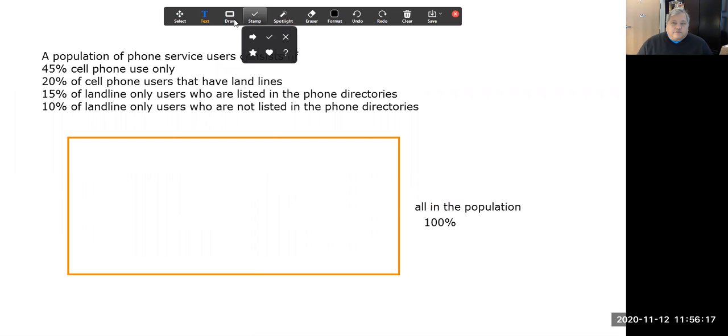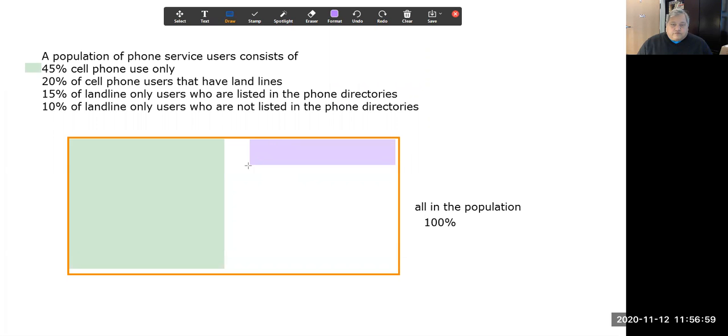Now, of all those people, 45% of them, so that's almost half. So I'm first going to shade this in half and then back up a little bit. And I'm going to then say 45% are cell phone users only. So that's the green part. 20% use cell phones and have landlines. So what I'm going to do now is paint a different color of people who have cell phones, but also have landlines. And that's 20% of the whole thing.